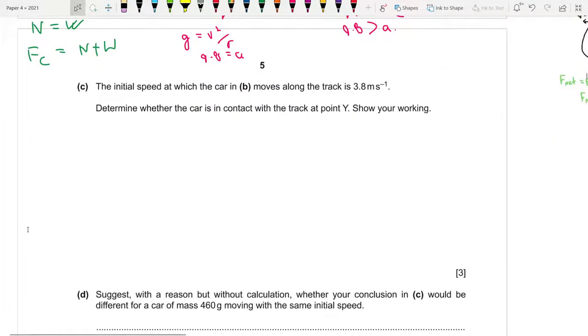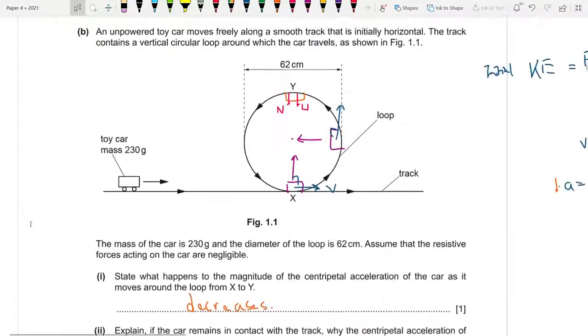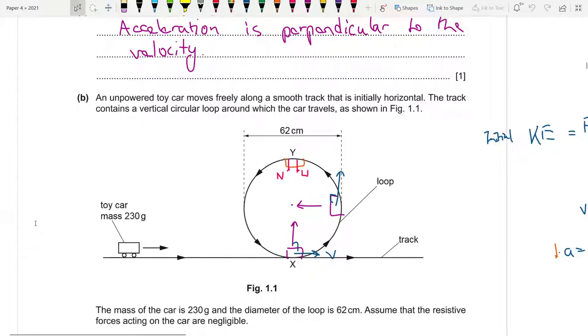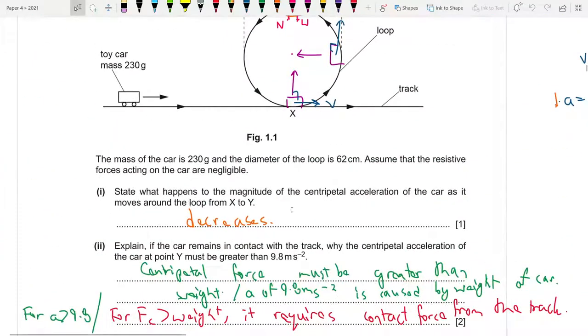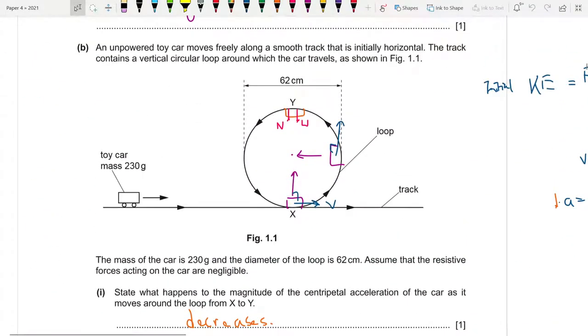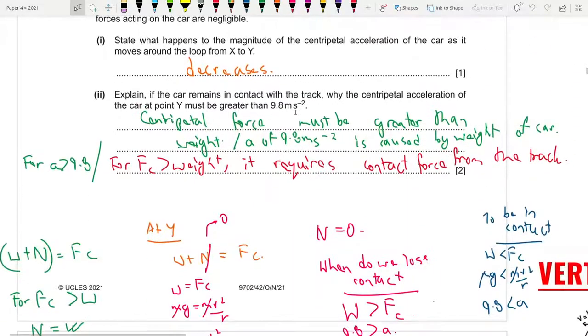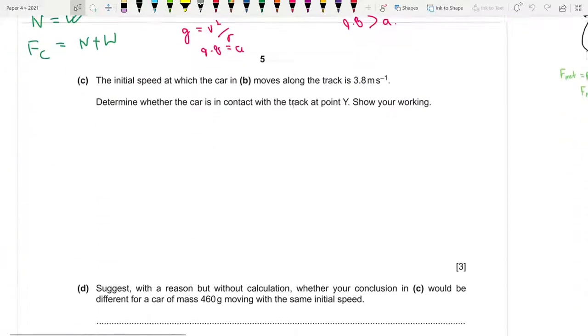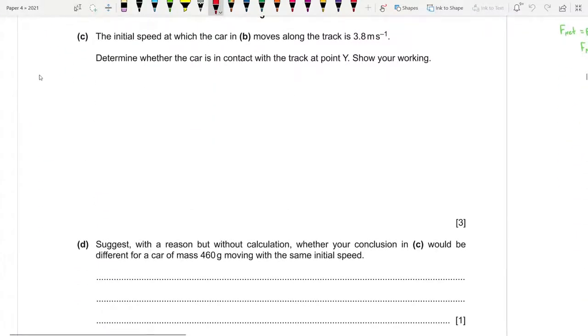Next, the initial speed at which the car moves on the track is 3.8. Determine whether the car is in contact with the track at point 1. Important, important. So basically, in a loop, you will have minimum speed at the top. Remember this. Always. In a loop, you will have minimum speed at the top, because I taught you, right? As you go up, GP increases, K decreases. So speed also decreases. So at the topmost position, you'll have least K. So I'm going to show you this in a few ways. Let's do the math first.